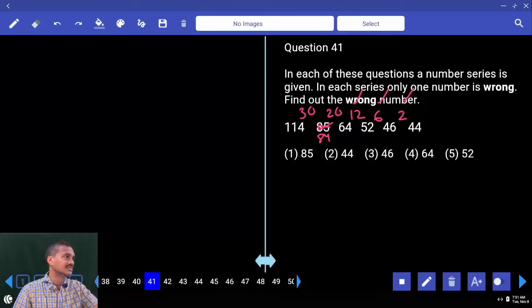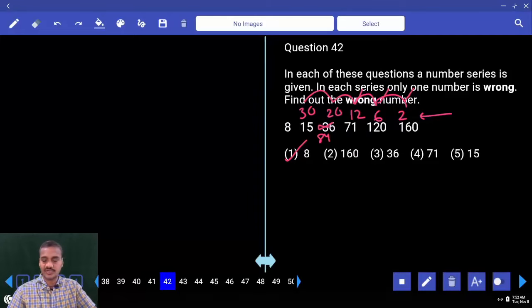The difference between the numbers are n square plus n. Taking the difference of differences, we get 4, 6, 8, 10, even numbers, 2 plus 4 plus 6 plus 8 plus 10. Hence what is the wrong number we have? 85 is the wrong number, 84 is the correct number, choice 1.